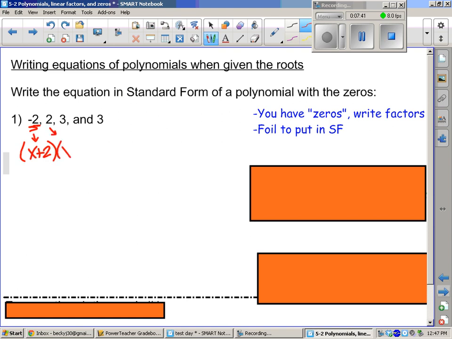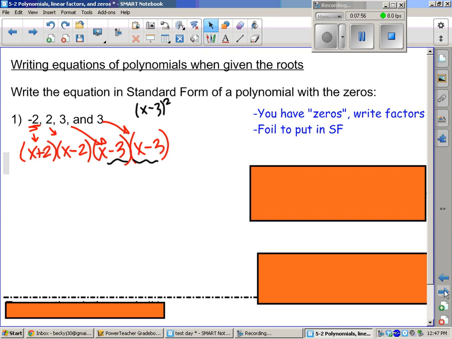That 0 creates this factor. And then we'll do it again here. This will be x minus 2. I've got an x minus 3. That's from this one. And then one more x minus 3. What's that called? Multiplicity. It's called a multiplicity. Technically, that could be written like this, but we're going to have to FOIL it anyway, so we might as well leave it out there.